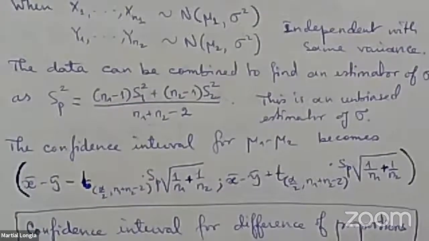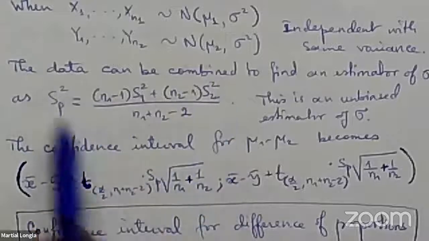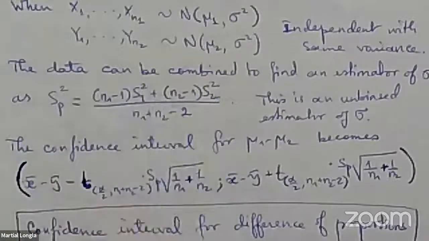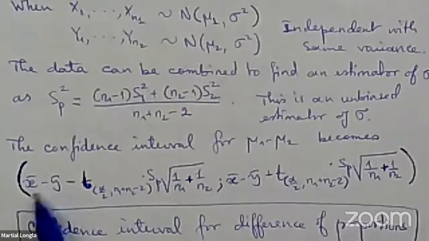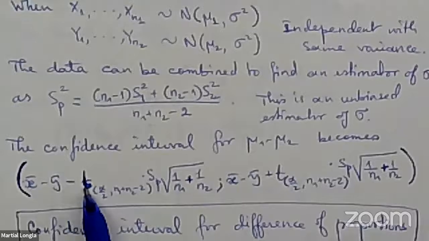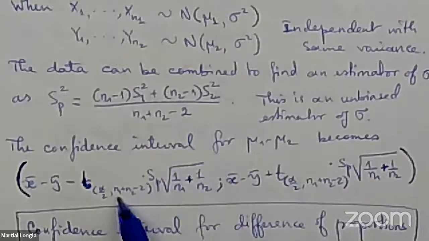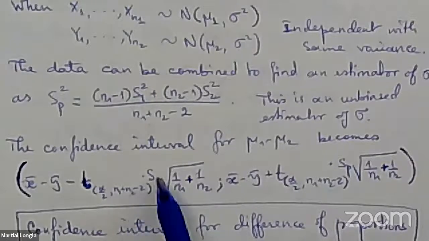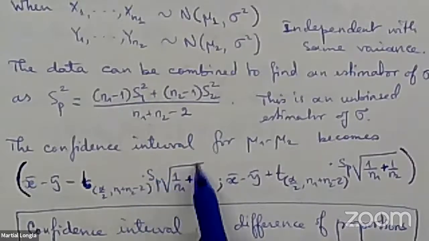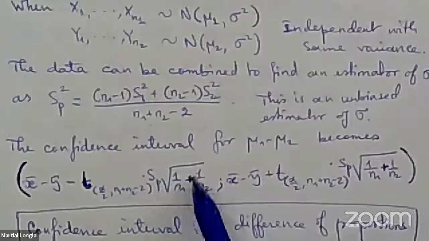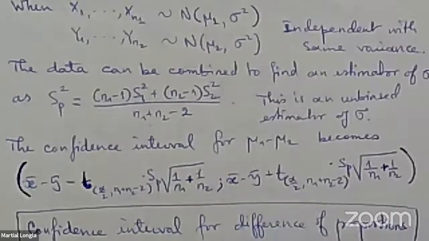And so you are going to use this as the variance in the formula. That's why the confidence interval is going to be x bar minus y bar minus t, and the degrees of freedom is the one that you have here, n1 plus n2 minus 2, times sp times the square root of 1 over n1 plus 1 over n2, and the same thing repeating there.